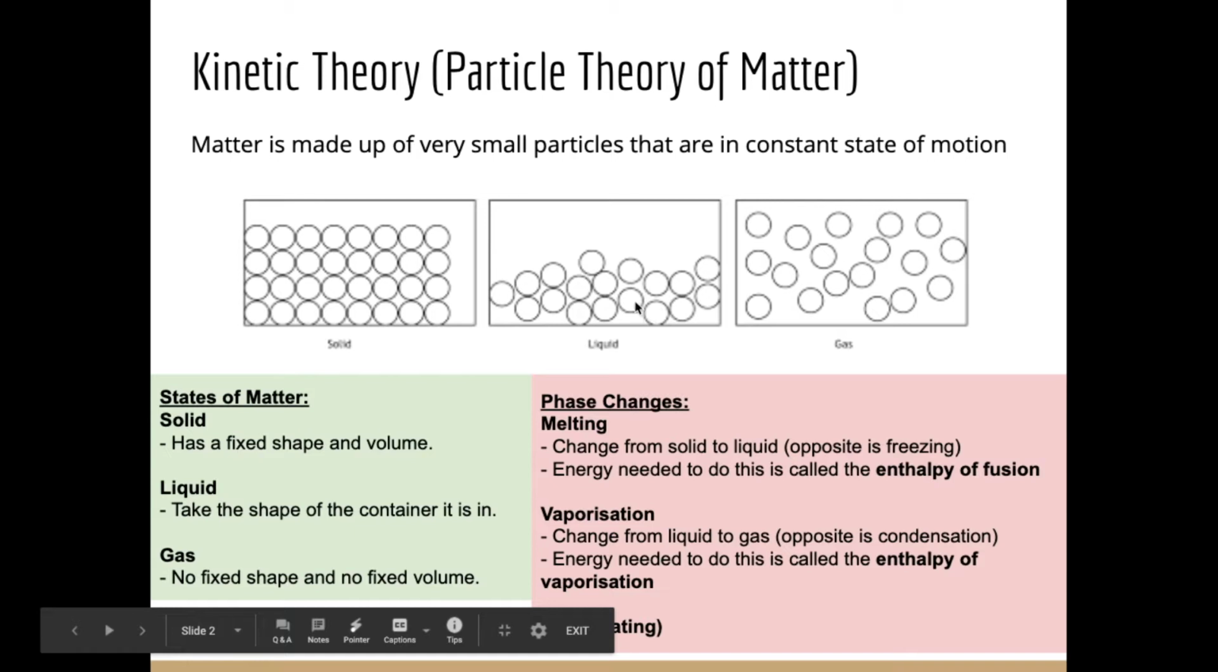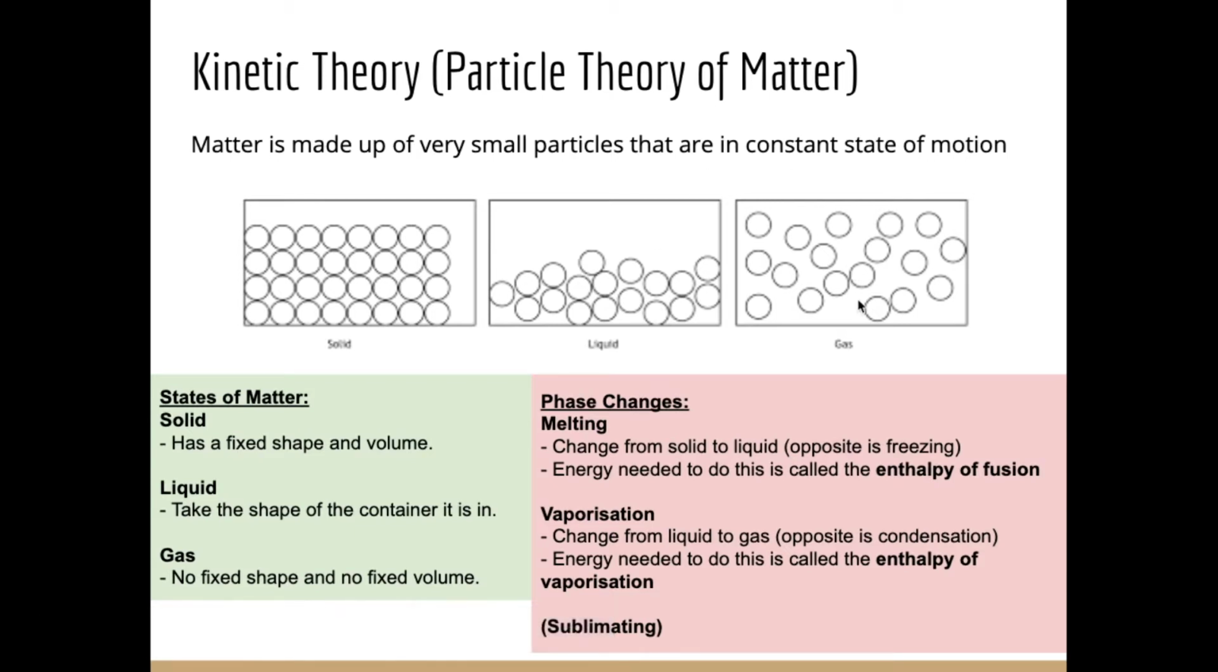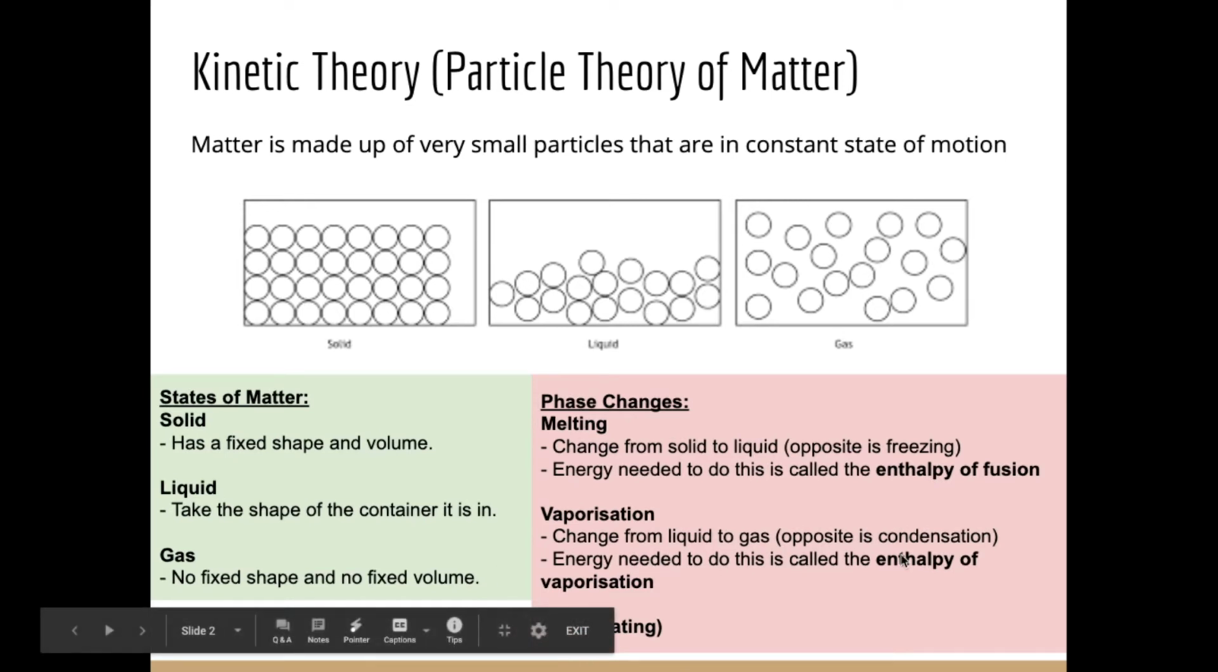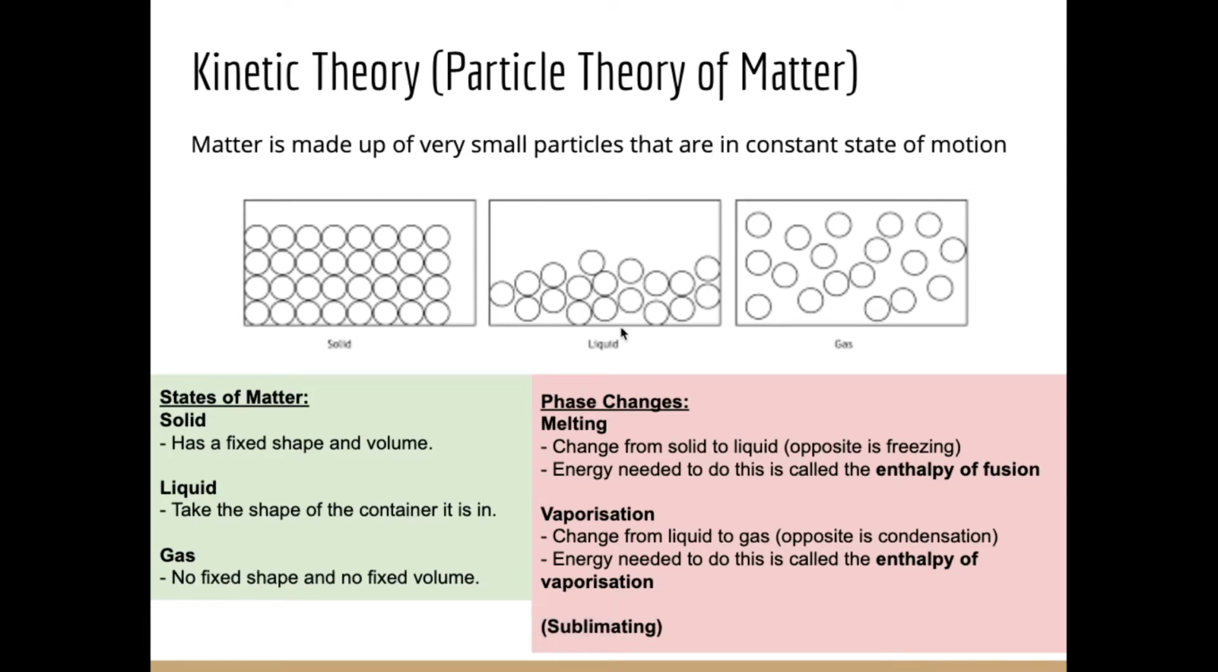Vaporization is when we change from the liquid to the gas form. The opposite being condensation, going from the gas to the liquid form. The energy you need to do this is called the enthalpy of vaporization. And then finally, we have sublimation, which is where we go directly from the solid to the gaseous form, or desublimation, when you go directly from the gaseous to the solid form without ever entering into the liquid phase.